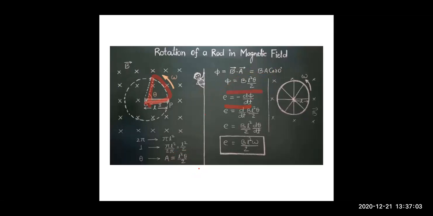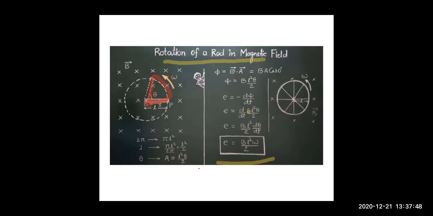Now EMF is minus dφ by dt, so d by dt of BL²θ by 2. Let's see how many terms are constant. Here the magnetic field B is constant and the length of the conductor is constant. Yes, the angular displacement θ will change, though. dθ by dt, that is the rate of change of angular displacement, is the angular velocity ω. So this is the magnitude of the EMF that is produced due to rotation of a rod in magnetic field.